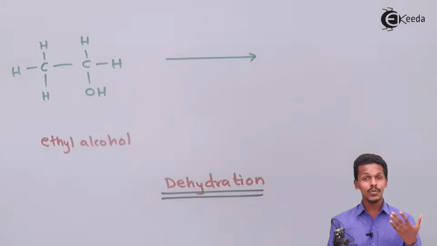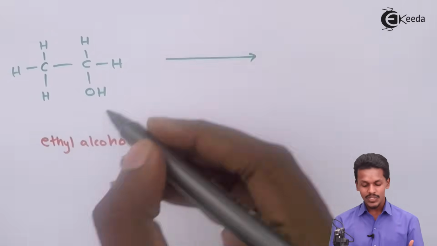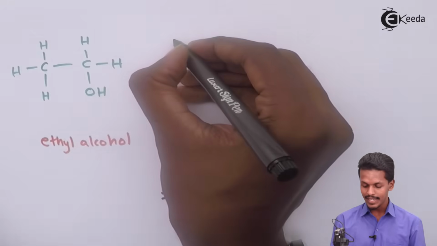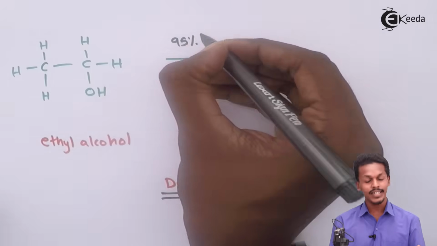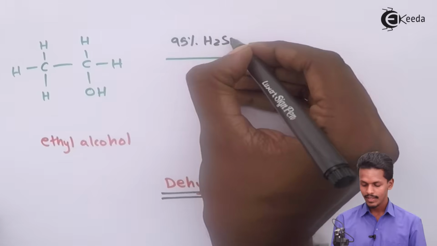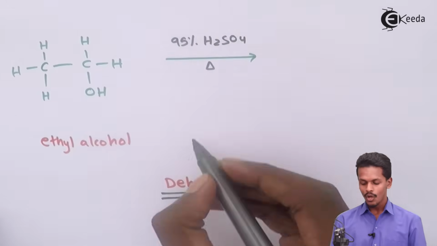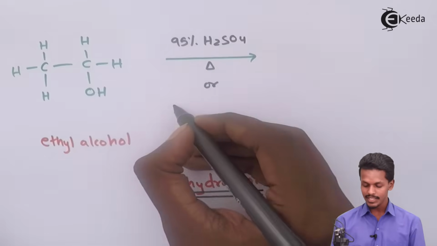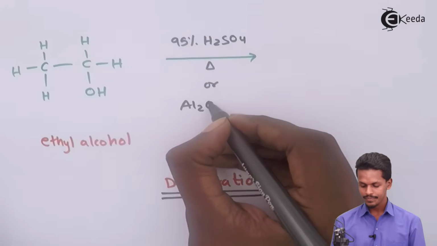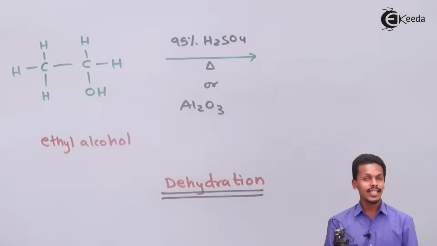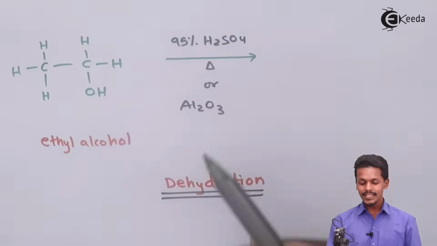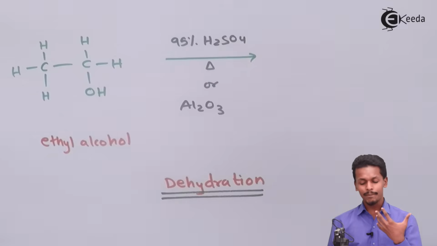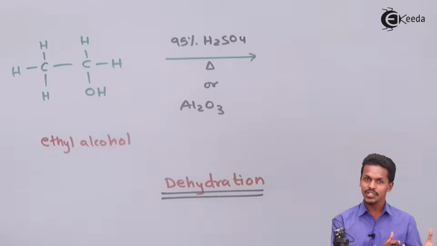Suppose this is a primary alcohol. For a primary alcohol, we need 95% concentrated H2SO4, and we have to heat it, or else we could use alumina. Alumina is nothing but Al2O3. But this heating is at a particular temperature. So a particular concentration and a particular temperature are required.